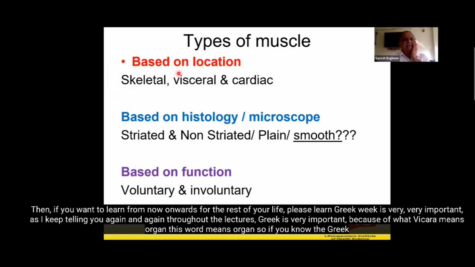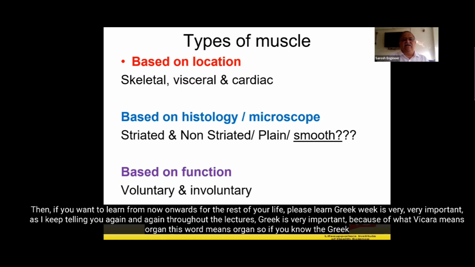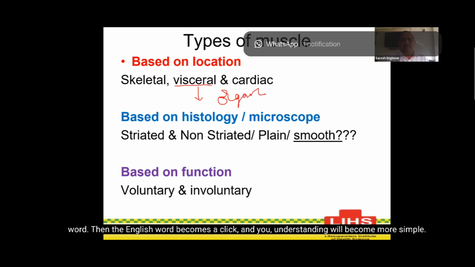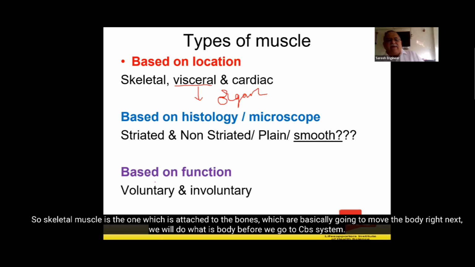And if you want to learn from now onwards for the rest of your life, please learn Greek. As I'll keep telling you again and again throughout the lectures, Greek is very important, because the word viscera means organ. If you know the Greek word, then the English word becomes simple and your understanding will become simpler. So skeletal muscle means the one which is attached to the bones, which are going to move the body, right?